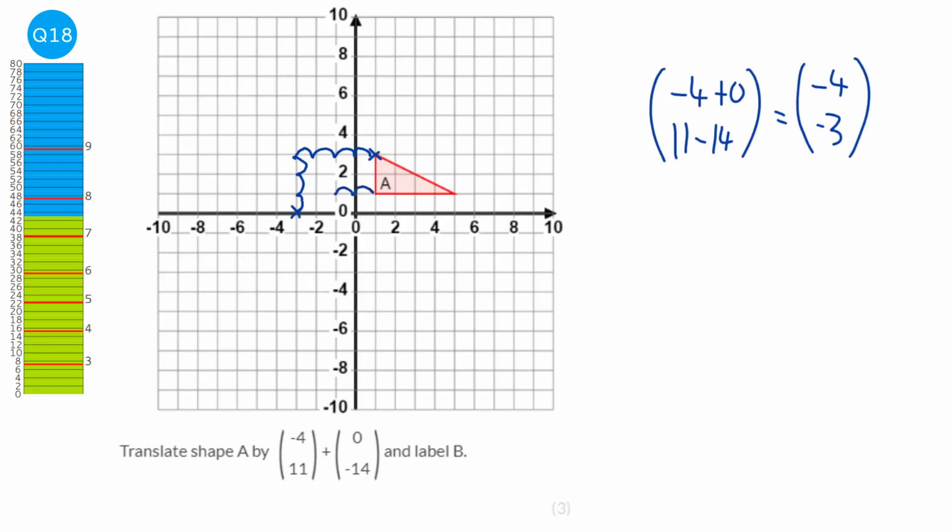And we can do that for each of the other points. So 1, 2, 3, 4. 1, 2, 3. 1, 2, 3, 4, 1, 2, 3. And when we've done that, we can join them all up with straight lines and label the new shape B.